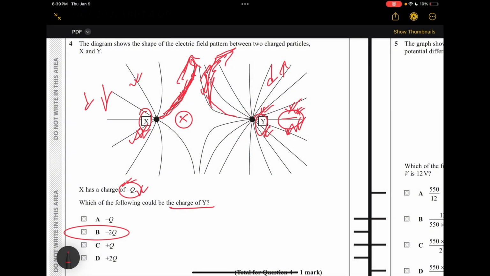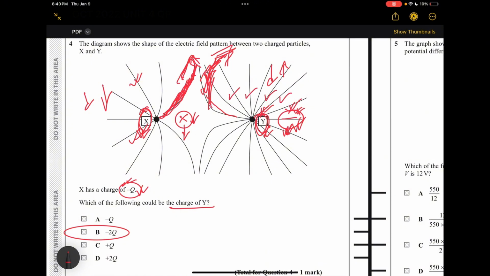Now I want to make you guys understand one particular thing. This is called the neutral point. When both of them have the same charges, this point is called a neutral point. In the neutral point, if you put a particle right here, it won't experience any electric force, because both of the charged particles X and Y are of the same charge. That's why the electric field lines are moving away from each other. They are repelling each other, and the charge of Y is greater than the charge of X because it has greater density of electric field lines.